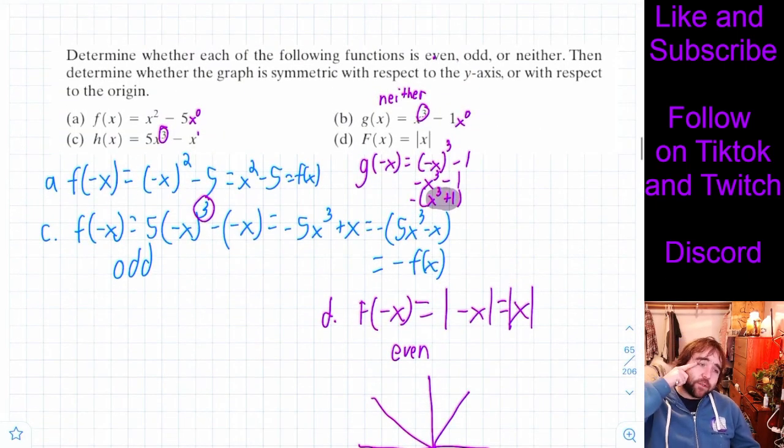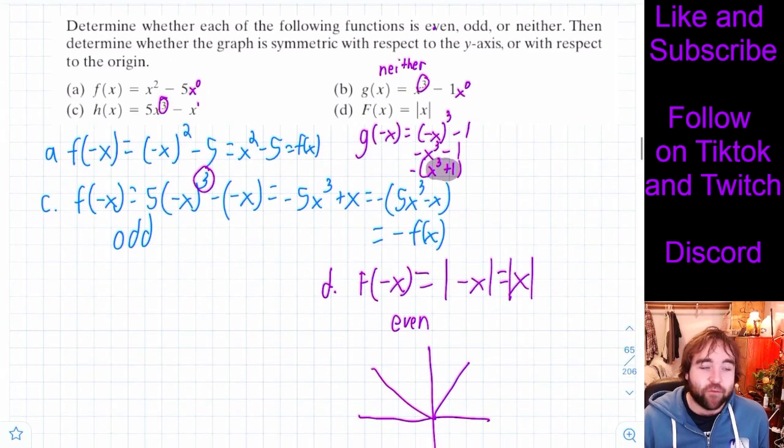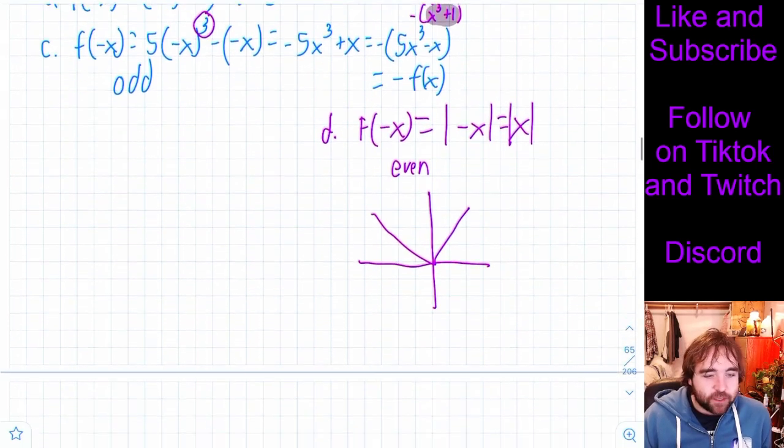So that was a quick refresher. That's how you're going to tell if it's even or odd with the equation. You're just going to plug in negative x. If nothing changes, it's even. If every sign changes, it's odd.